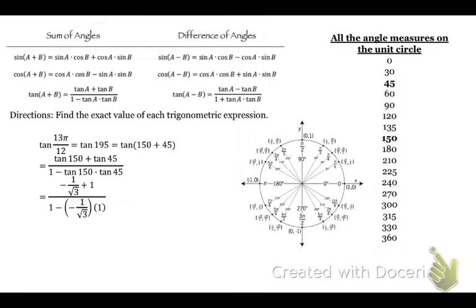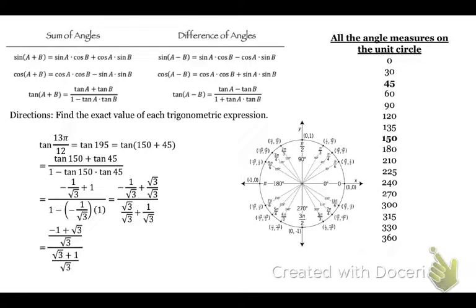So tangent of 150 is negative 1 over square root of 3 plus 1, the tangent of 45. Then 1 minus the tangent of 150, so negative 1 over the square root of 3, times 1. So that means we have negative 1 over the square root of 3 plus 1 in the numerator. And we have 1 plus 1 over the square root of 3, because a double negative makes a positive. Let's get this so that they have common denominators on top and bottom. So I can just change those 1s to square root of 3 over square root of 3. So on top, I'm left with negative 1 plus the square root of 3 over the square root of 3. On bottom, I have square root of 3 plus 1 over the square root of 3. Those square root of 3's cancel.